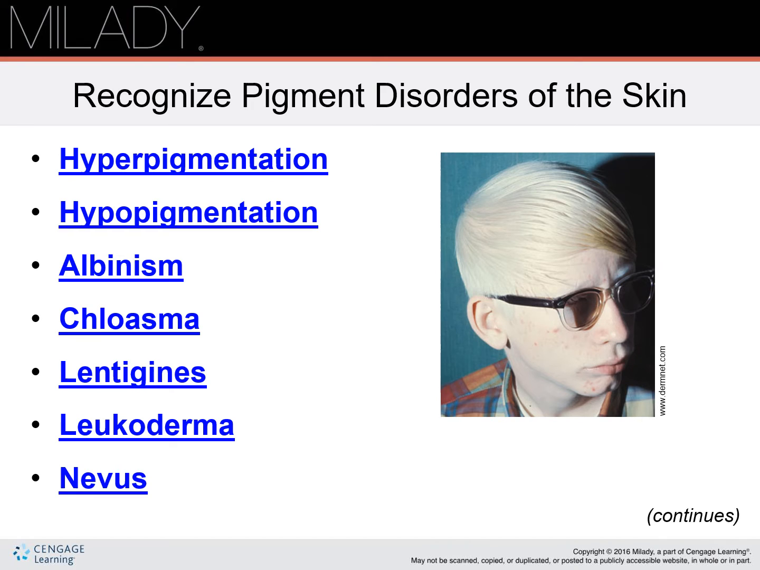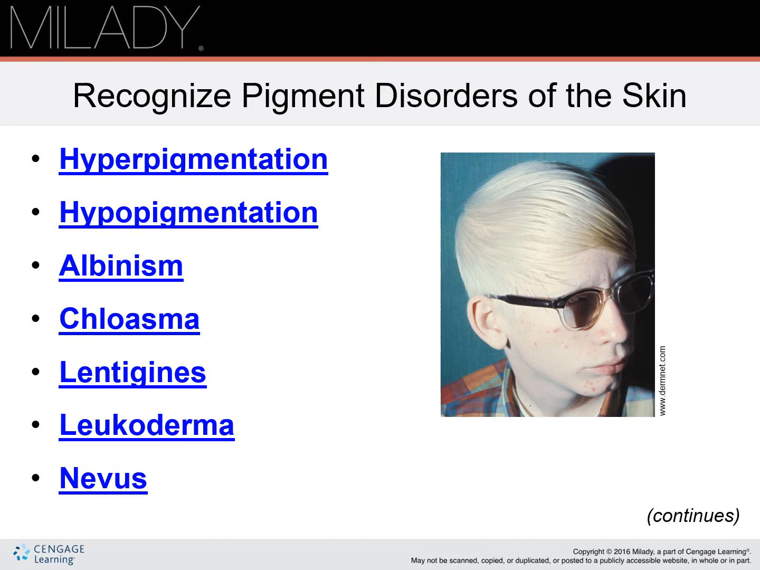Okay, so let's talk about the first one, hyperpigmentation. What is that? Hyperpigmentation means darker than normal pigment in splotches. So these are dark spots, basically. Hypopigmentation. This is the absence of pigment, resulting in light or white splotches throughout your body.